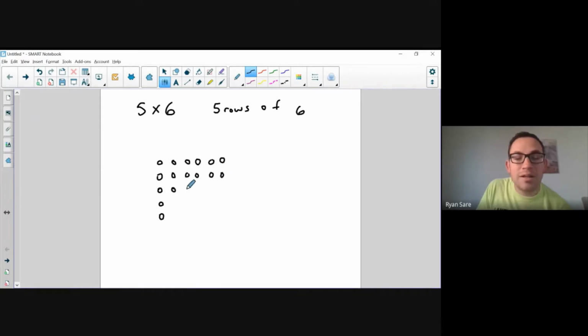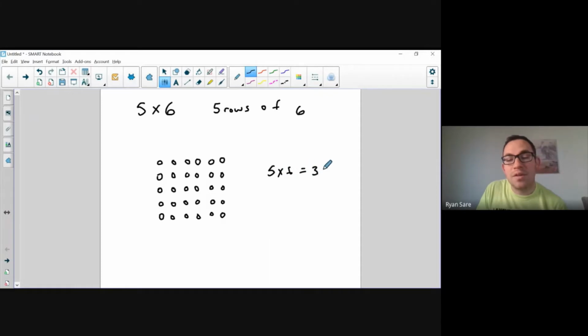And it takes a little while, and we learned some math facts so that we could do this faster. We learned a couple songs. We learned a couple tricks, like 5 times 6 is the same as 6 times 5. And if we count this, let's count by 6s. 6, 12, 18, 24, 30. We know that 5 times 6 is equal to 30.